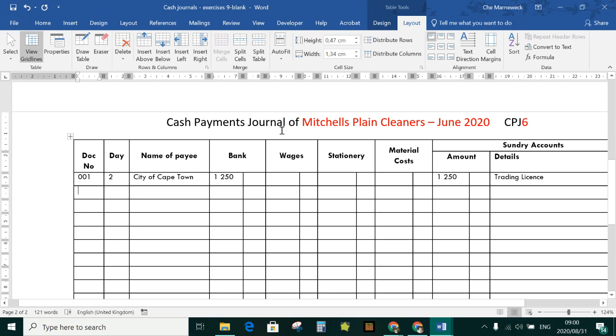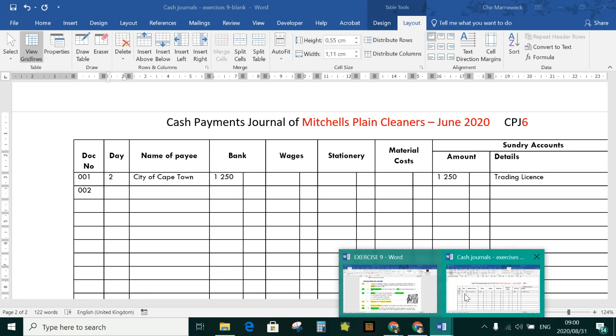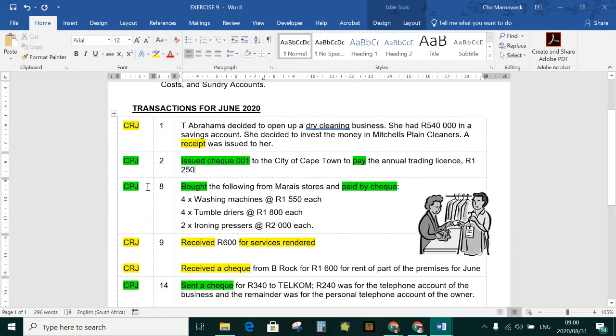With the cash payments journal, we have our check counterfoils all left over in our checkbook. We hand out the check to whoever we are paying. And so the checks follow on sequentially, the numbers. So we can already fill in 002. We have a look. What is the next day? On day 8, we bought the following from Murray stores and paid by check. So we can already fill in day 8, Murray stores.